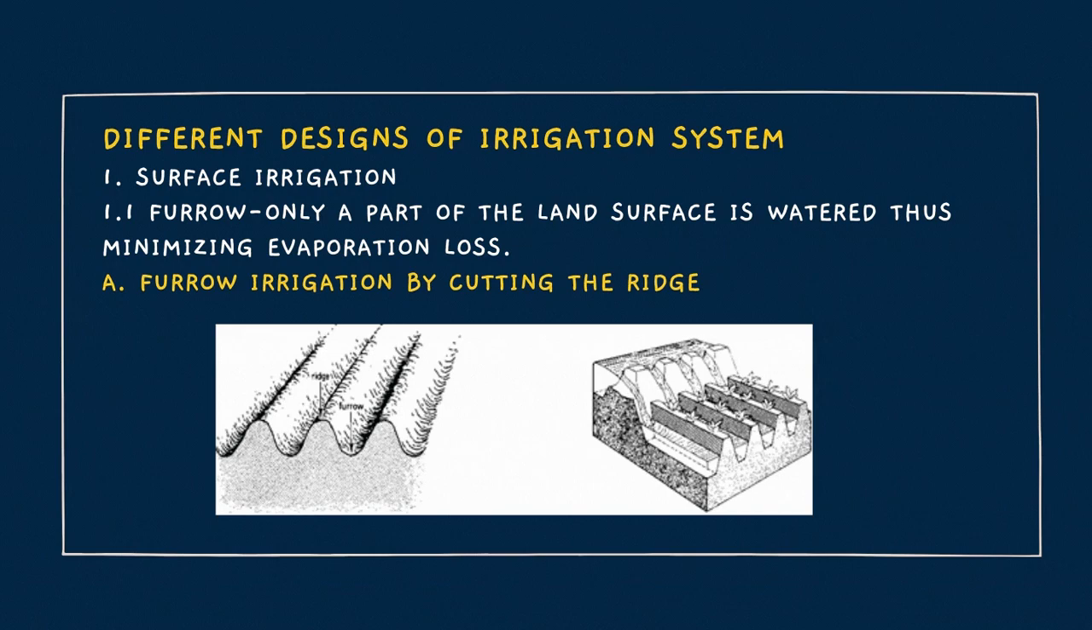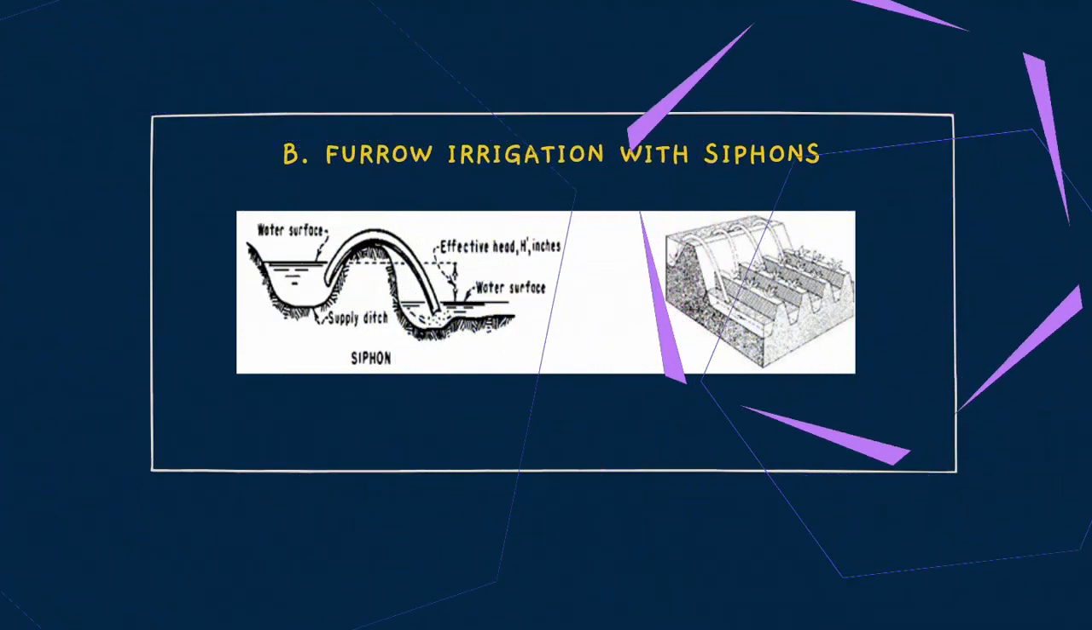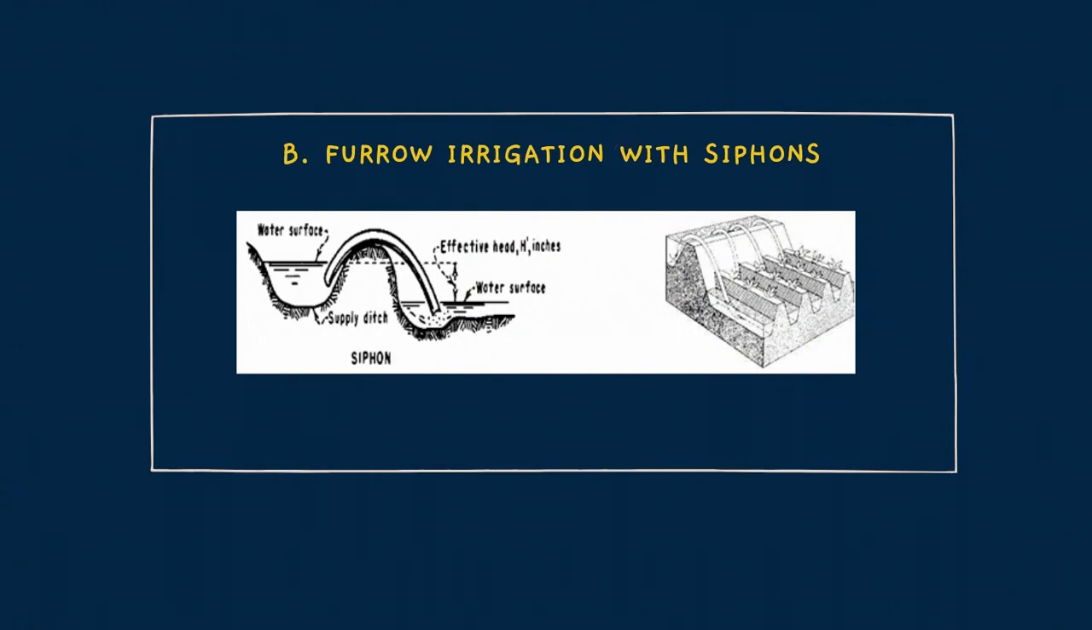Different designs of irrigation system. Surface irrigation. Furrow: only a part of the land surface is watered, thus minimizing evaporation loss. These are the images. Letter A, furrow irrigation by cutting the ridges. B, furrow irrigation with siphons.